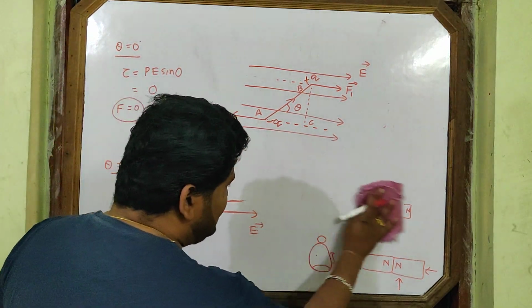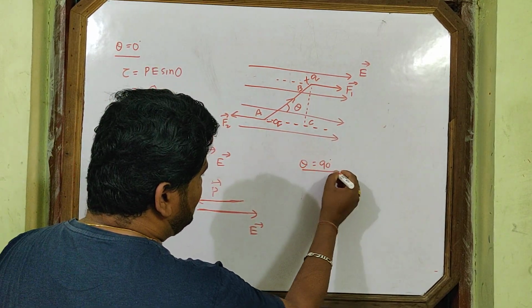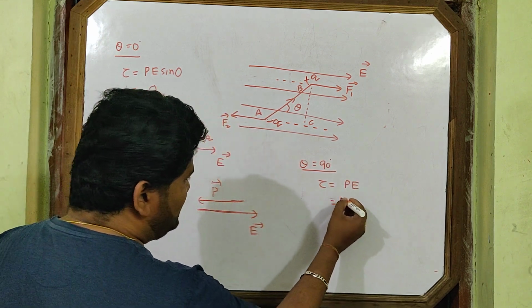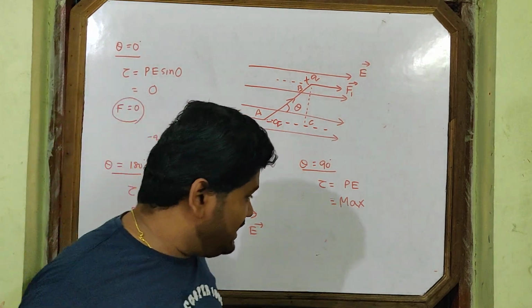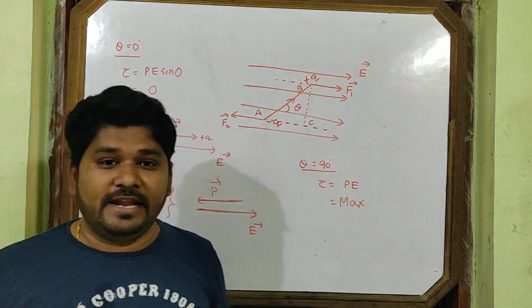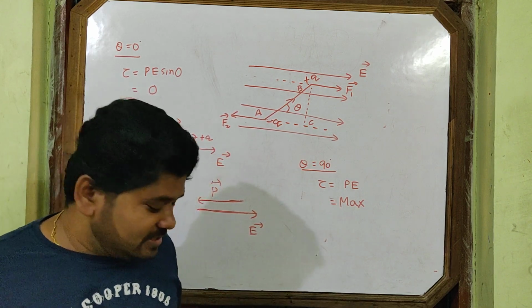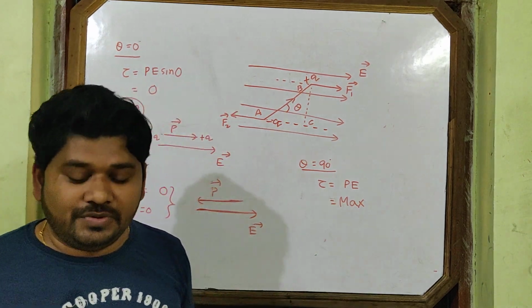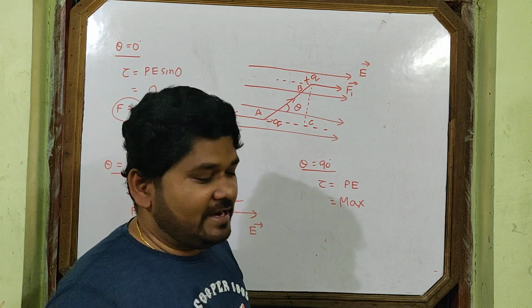But when theta is 90 degrees, what will happen? Theta is 90 degrees. What is the torque now? It is p E sin 90, which is the maximum torque acting on the dipole when kept in a uniform electric field. Is it clear? So this is about the torque on a dipole in a uniform electric field.